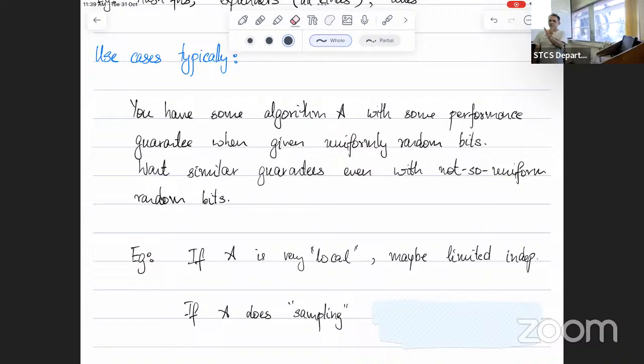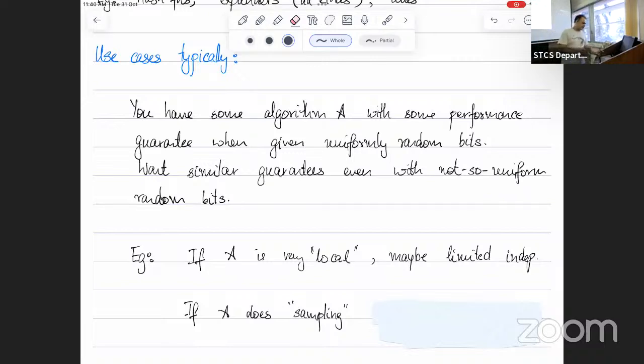It really just cared about what happens on one edge, and that one edge only cares about 2 random bits. And when you are dealing with situations like that, where you have some sort of a very local property going on, somehow limited independence feels like the right thing to try.